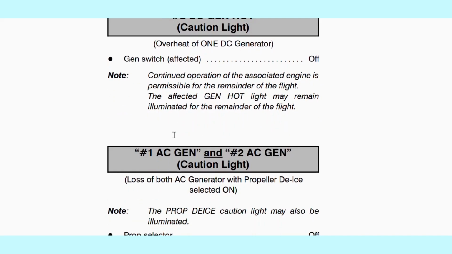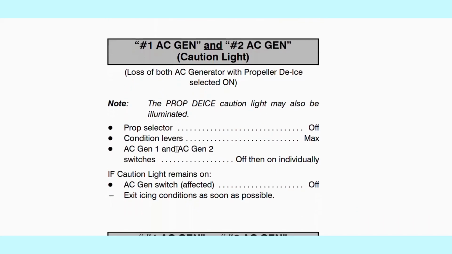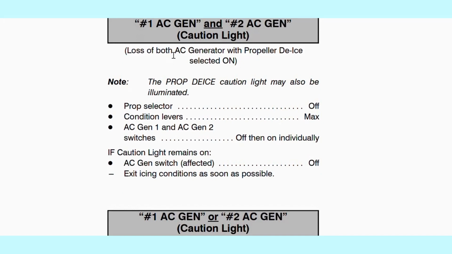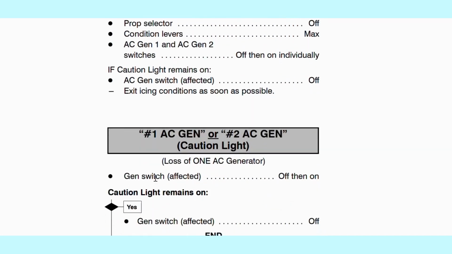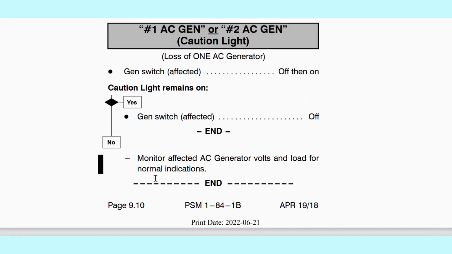You can also have both AC generators coming faulty. Okay, so it will be both of them caution lights coming on. All right, and in this case, just remember, if it's about AC generators, your main concern is icing. If you're in icing conditions, clouds and the like, get out of it immediately. Okay, and then obviously you're going to check if your prop selector is off, your condition lever should go to max, so you produce more revolutions per minute, and then you recycle the switches and then you check what's happening. In this case, if it's one of the AC gens which comes on, call for the appropriate checklist. Off then on, yes or no. Okay, and it's just as simple as that.